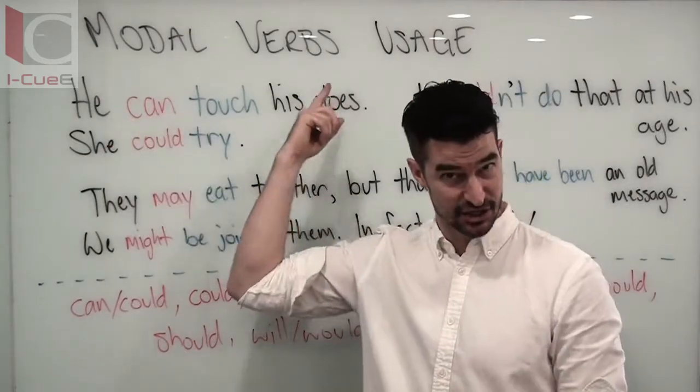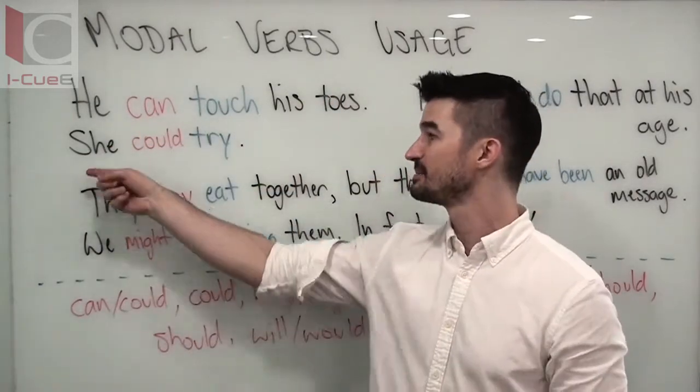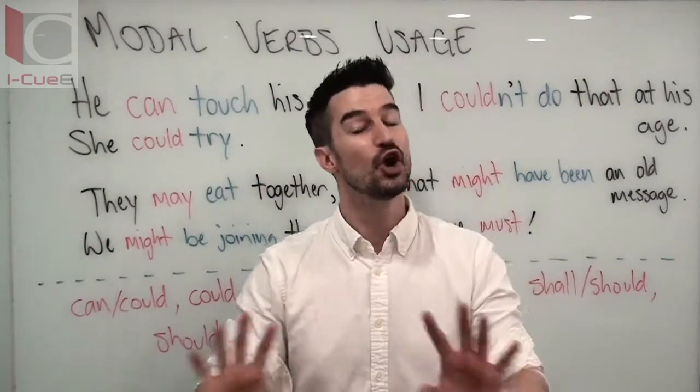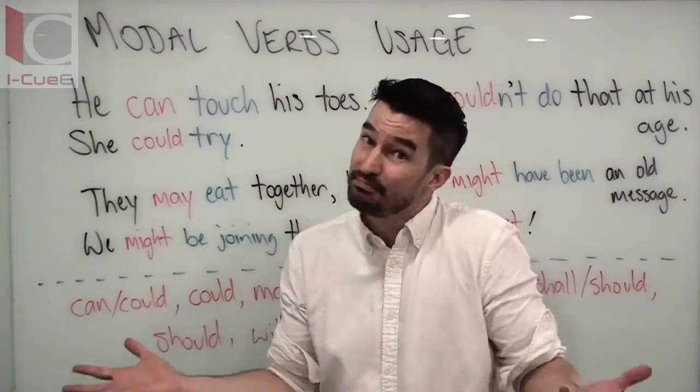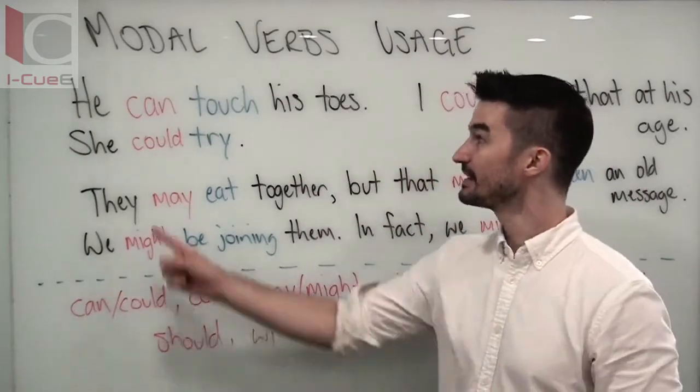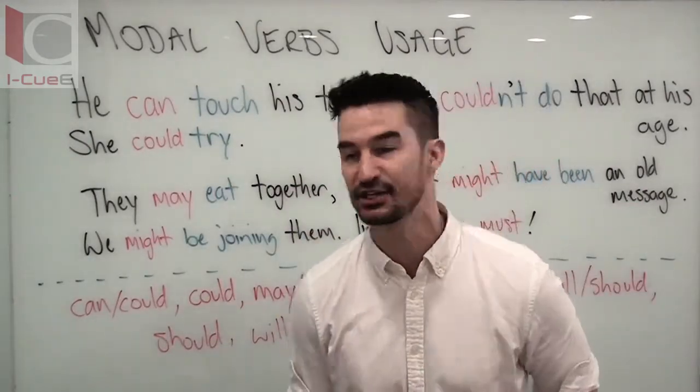Ability, he can touch his toes, it's something he can do. Possibility, she could try, but no one is forcing her. She doesn't have to try. She can choose. She has the ability to choose.